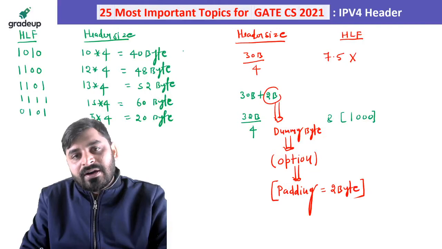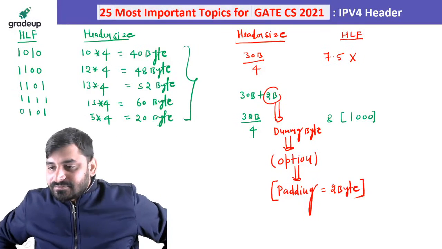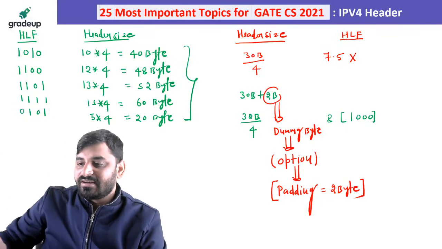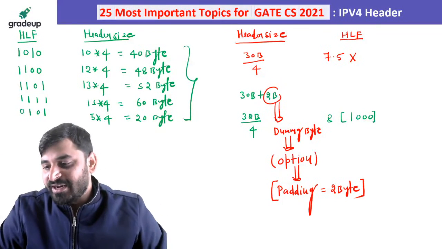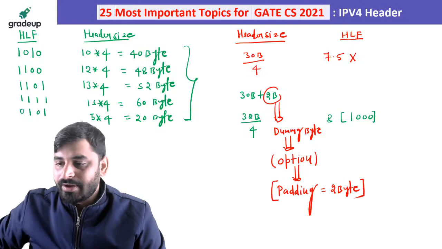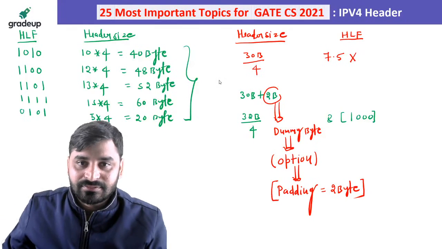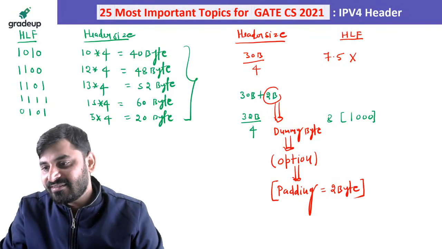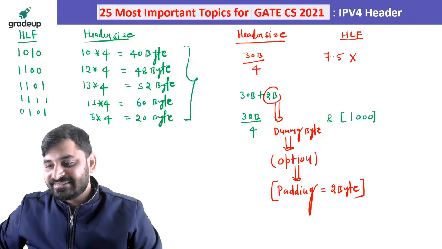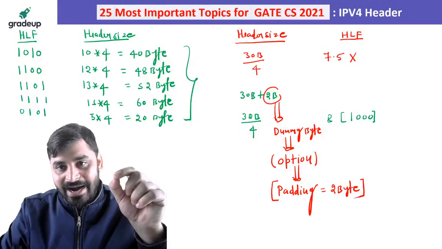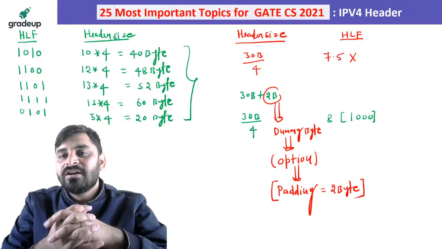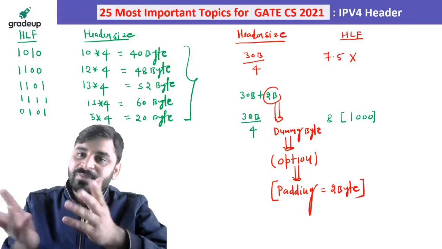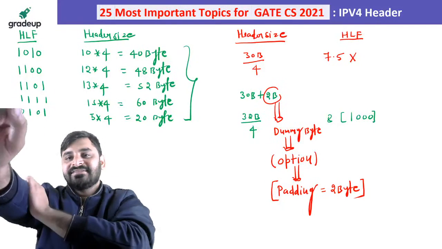How does the receiver compute what is the exact header? Padding field size is 2 byte. I will write the name padding and 32 bit, so it will understand. Padding field 32 bit. 2 byte, that is 16 bit. Padding 16 bit. Simply, it will understand.